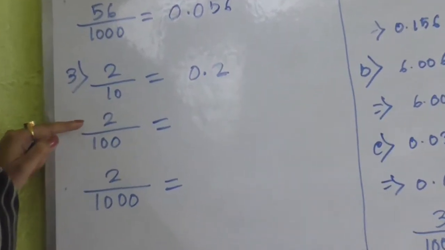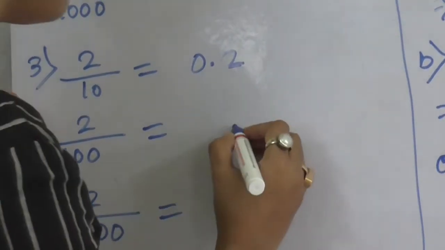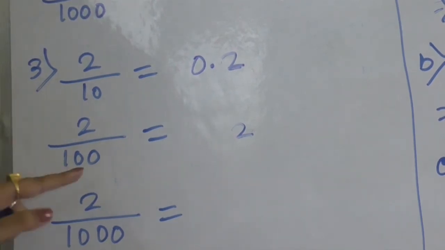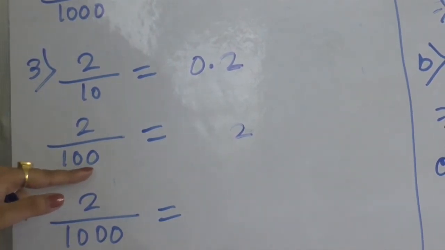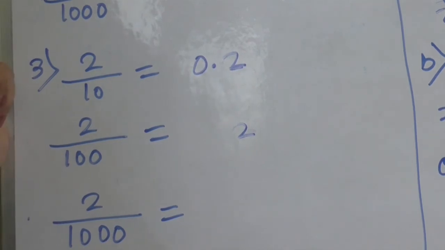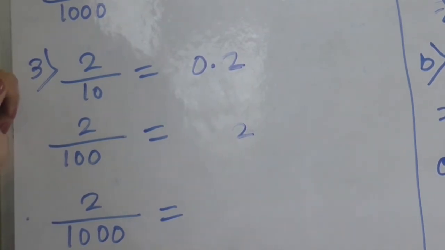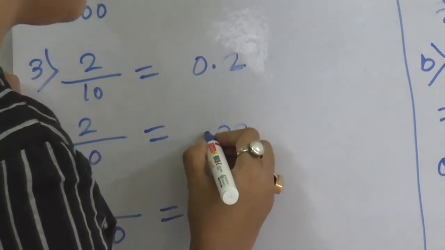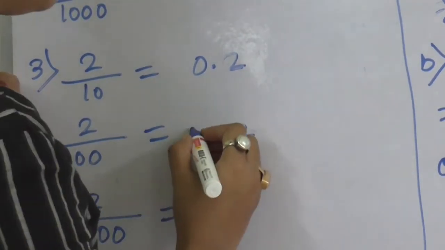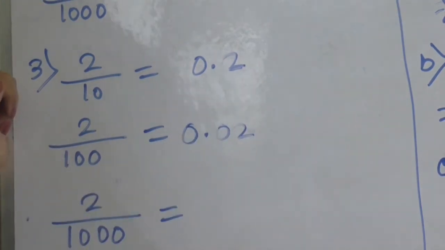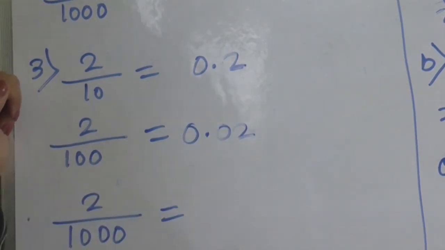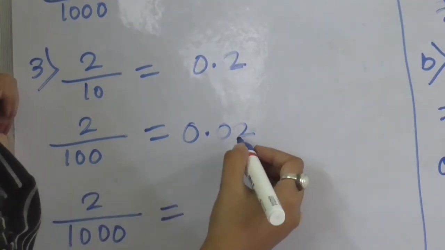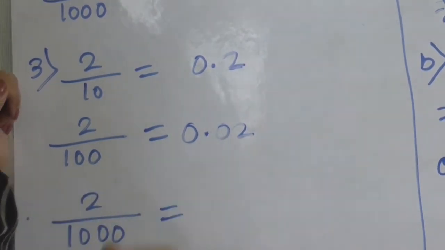Next fraction is 2 by 100. Here also, first you write this 2 over here. Next, 100 consists of two zeros. In this case, you put a 0 over here, and then you put the decimal point, and on the left hand side of the decimal point you put again a 0. Since 100 consists of two zeros, the decimal point will be before two digits from the right hand side.